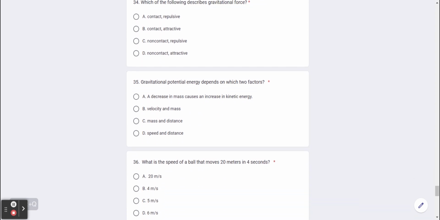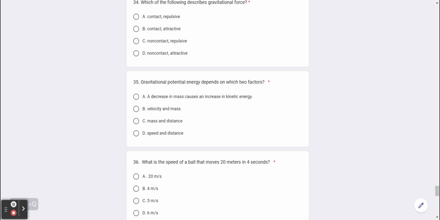34. Which of the following describes gravitational force? A, contact repulsive. B, contact attractive. C, non-contact repulsive. D, non-contact attractive. 35. Gravitational potential energy depends on which two factors? A, a decrease in mass causes an increase in kinetic energy. B, velocity and mass. C, mass and distance. D, speed and distance.